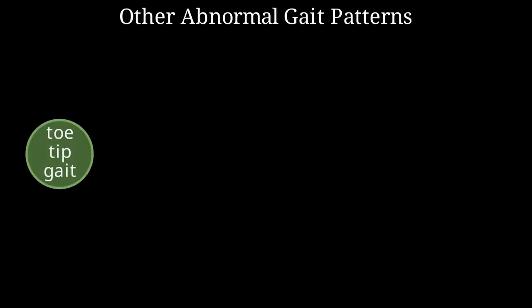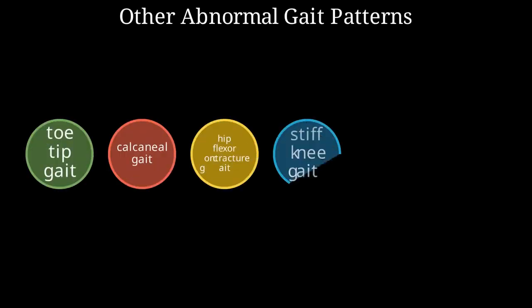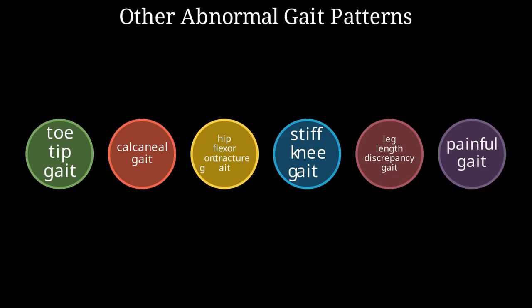Joint or muscular limitations can cause toe tip gait, calcaneal gait, hip flexor contracture gait, and stiff knee gait. Leg length discrepancies and pain can also lead to compensatory gait patterns.